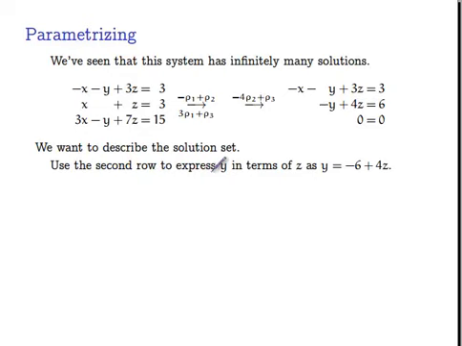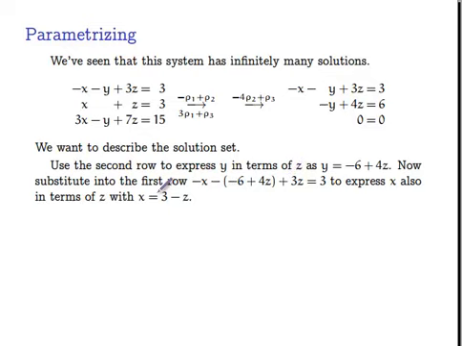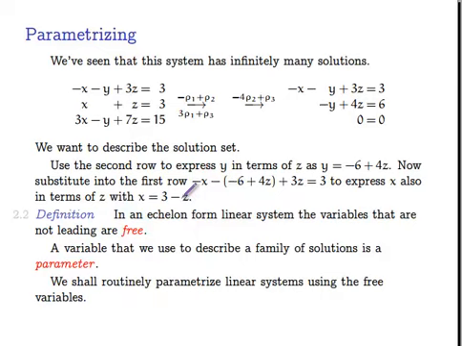Let's use the second row to express y in terms of z. That means I leave y by itself on the left-hand side and move the z over to the right-hand side. Okay. Now, let's substitute that into the first row. That gets rid of the y from the first row. Notice that instead of y, I've replaced it with this expression. I can now solve for x by moving the z and constants to the right-hand side, and I get an expression like this, x equals 3 minus z. So y and x are both expressed in terms of z. z can be anything. So we have our general solution.